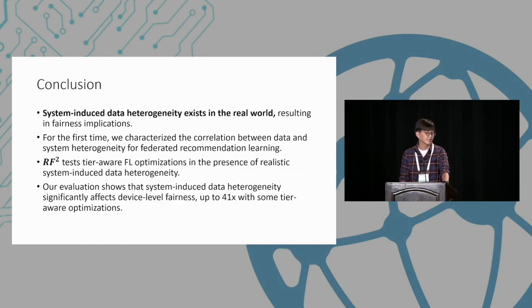I will just conclude my talk. So we have seen that system-induced data heterogeneity exists in the real world. It is very real, and it can cause real fairness impacts. So RF square is a simulator for you to study those kinds of effects when you don't have access to real-world data. And our evaluation shows that RF square can simulate such a realistic effect, and you can have interesting observations about the optimizations that you are designing.